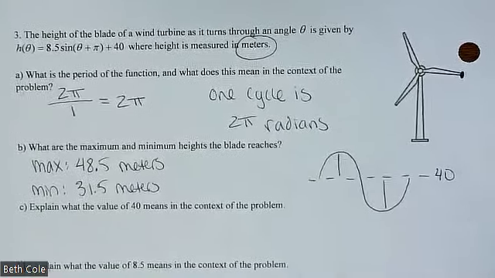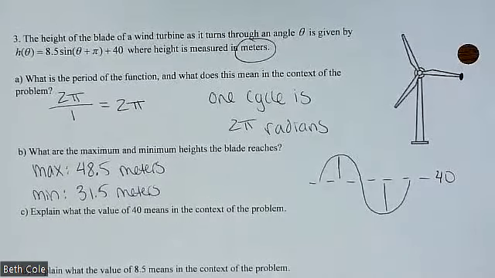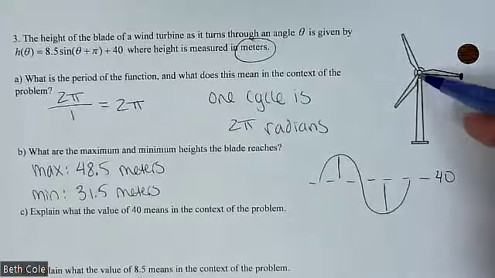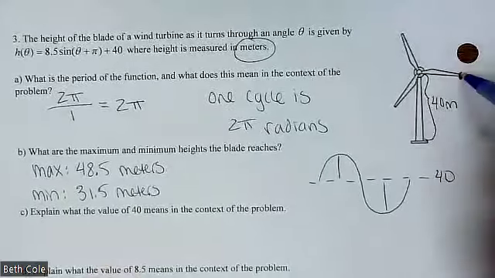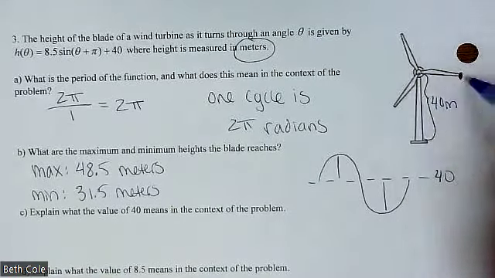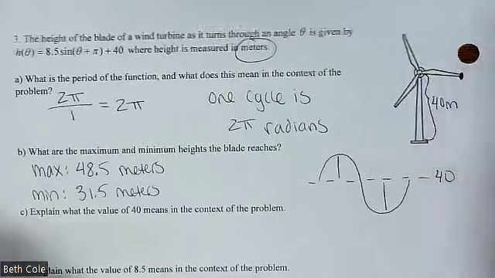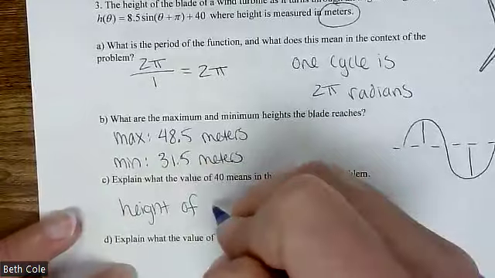It's a distance in meters, 40 meters. Like what part of this could I label as being a distance of 40 meters? How tall the windmill is. This distance is 40 meters because if that's where the center is, it's going to go above that, it's going to go below that. Do you see what we're saying there? All right, so we're going to say that's the height of the turbine.